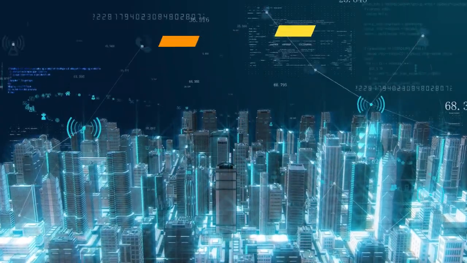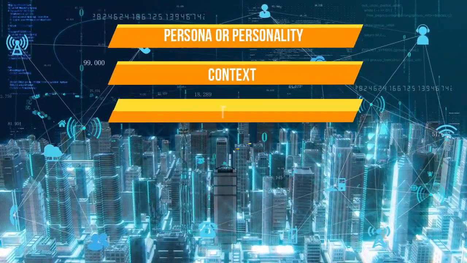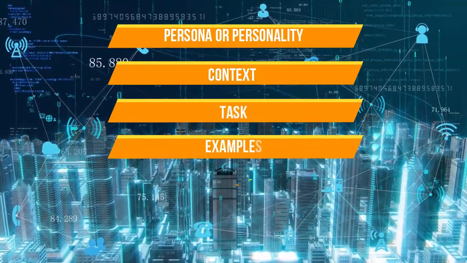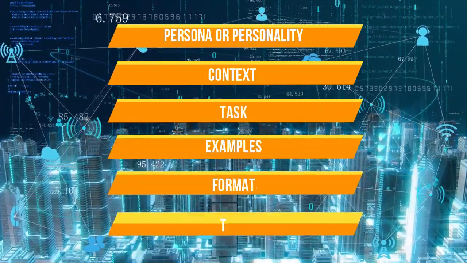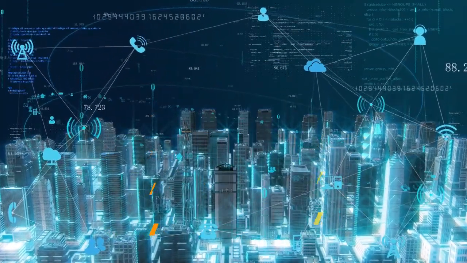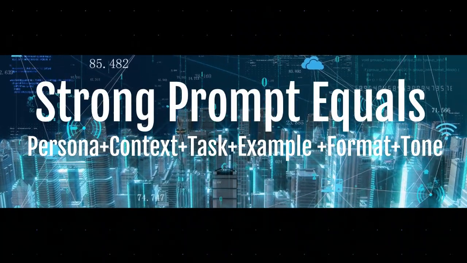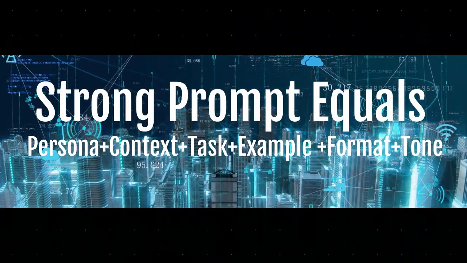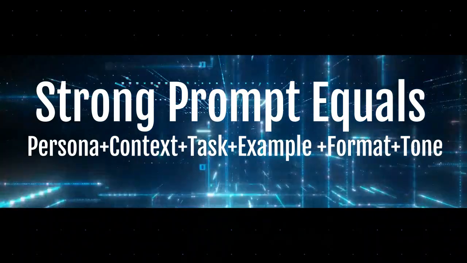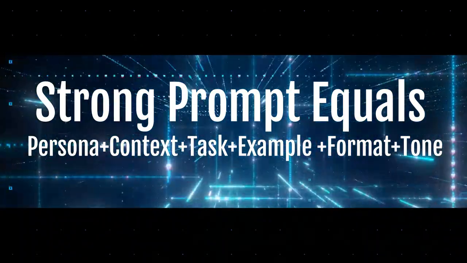Number 1, persona or personality. Number 2, context. Number 3, task. Number 4, examples. Number 5, format. And number 6, tone. I'll explain each of these points with examples. Very important to put these in proper sequence. So here, a good prompt equals persona plus context plus task plus examples plus format plus tone.